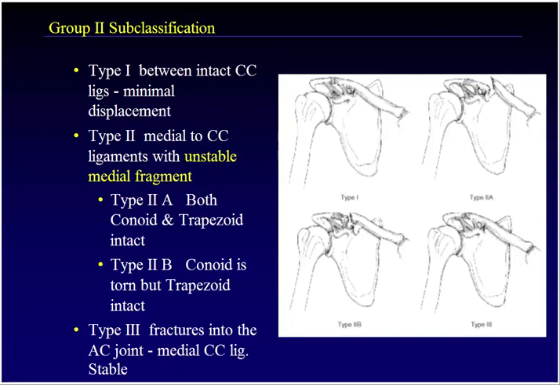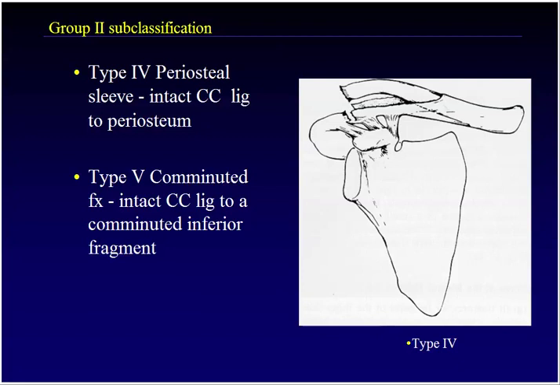Type 3 fractures are ones where you have a fracture that extends into the acromioclavicular joint. The medial coracoclavicular ligaments are intact and that's a stable injury. And then the type 4s are where you have actually a periosteal sleeve with an intact coracoclavicular ligament attachment to the periosteum of the bone.